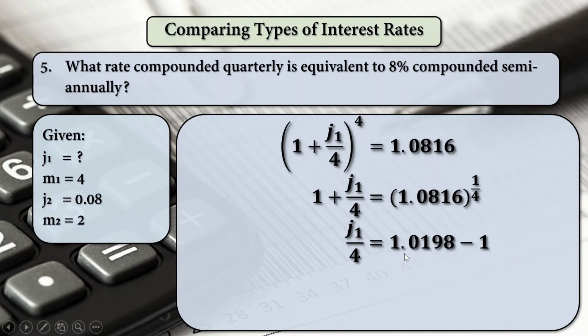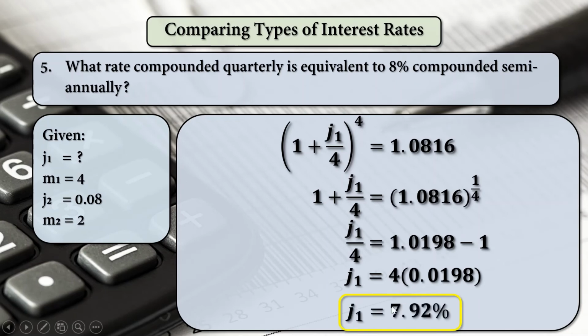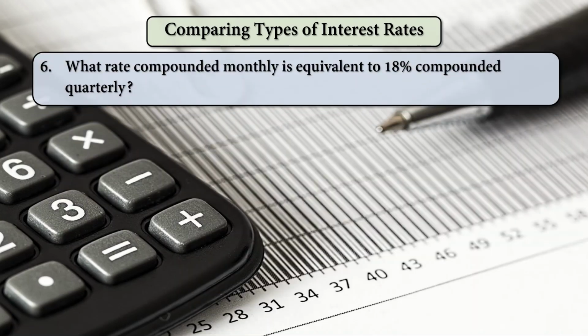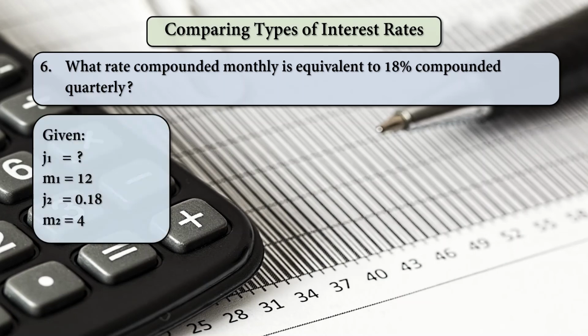So 1.0198 minus 1 is equal to 0.0198, and then transposing 4 from left to right using cross multiplication. So our result for this one will be multiplied by 4, so that is equal to 7.92% in percentage form. Sixth example, what rate compounded monthly is equivalent to 18% compounded quarterly? So again, J1 is unknown.